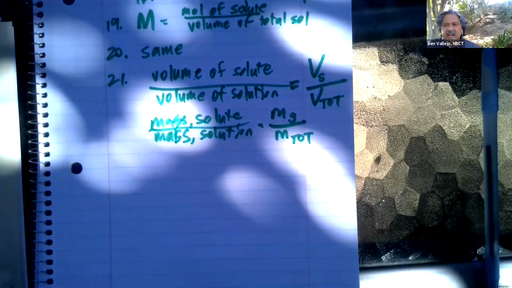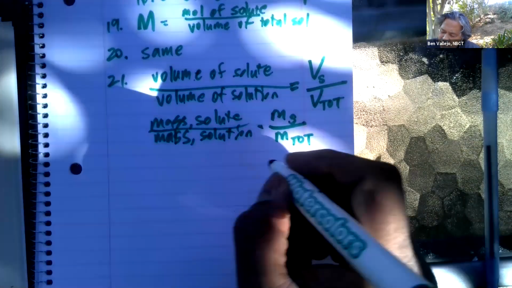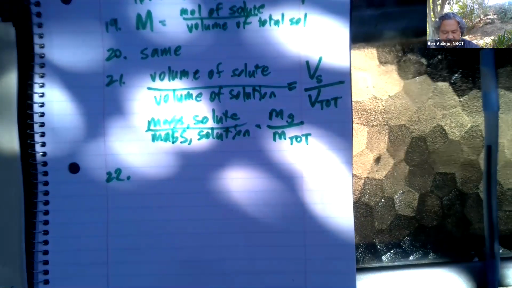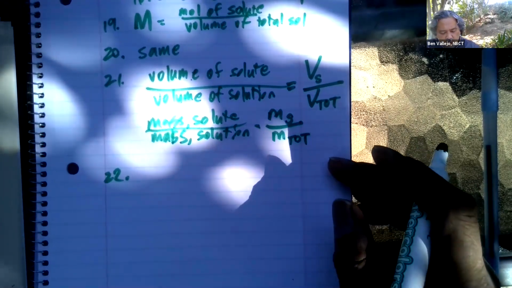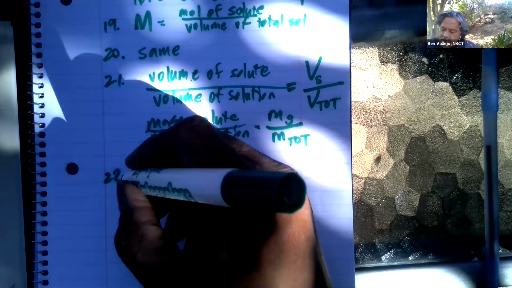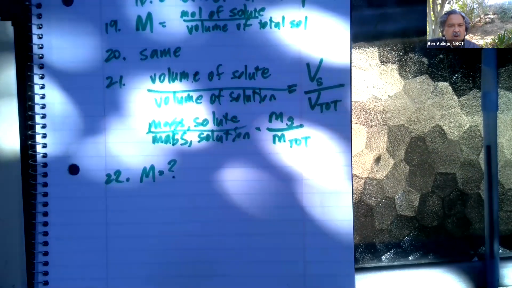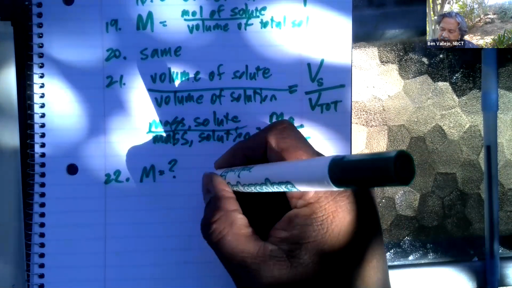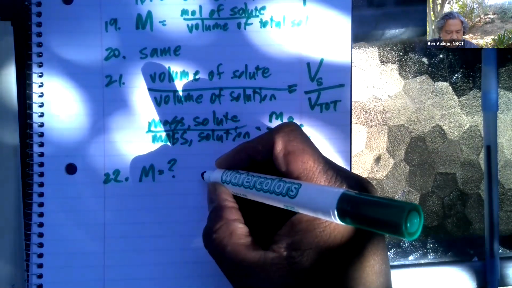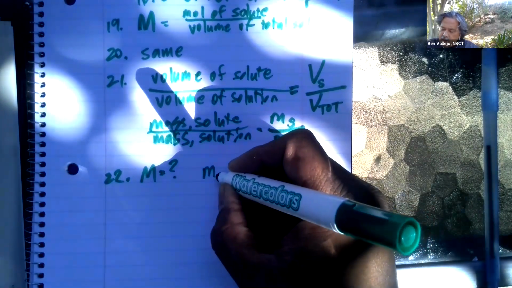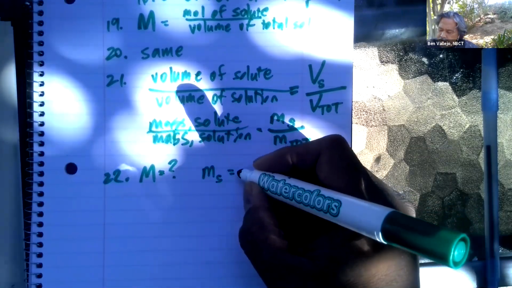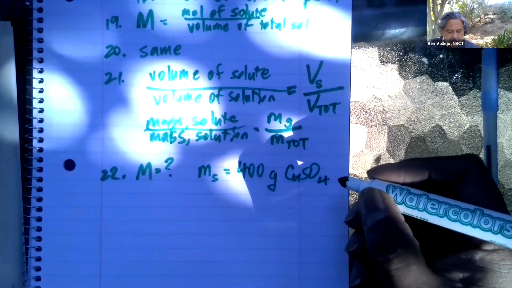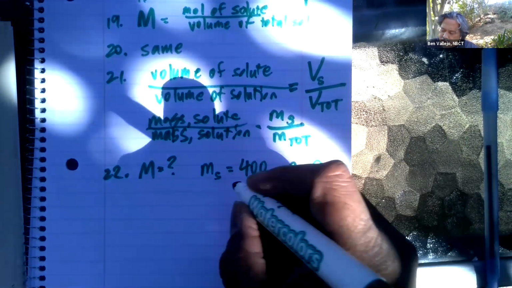Okay, so now we're caught up. So that's 19, 20, 21. Let's see what we can do about number 22. All right, reading this for the very first time, let's see what it says. It says, what is the molarity, capital M question mark, of a solution containing 400 grams, and that is the mass of the solute, 400 grams of copper sulfate in 4.0 liters of solution.